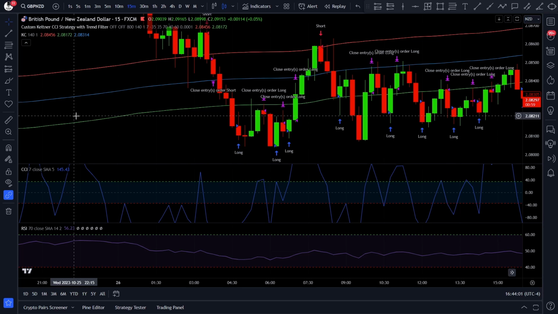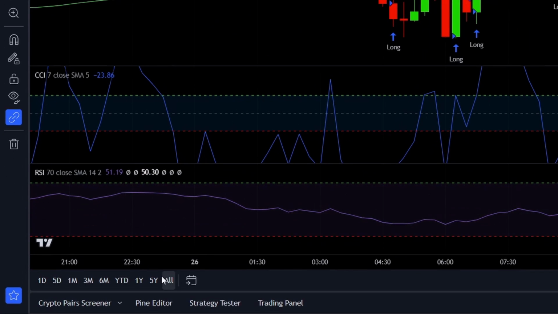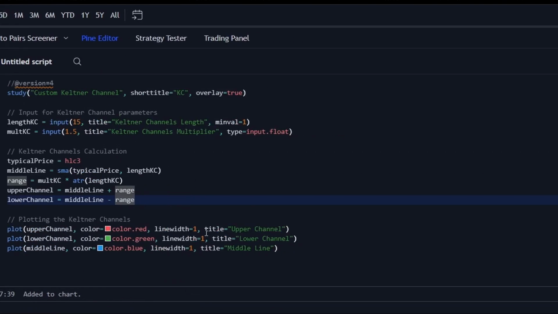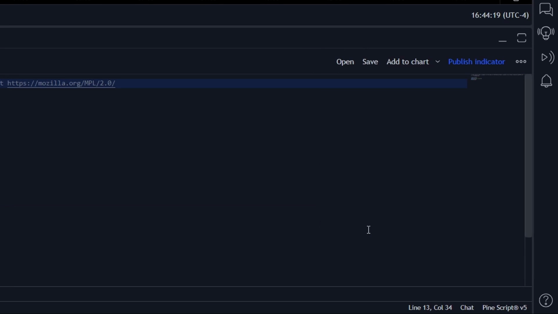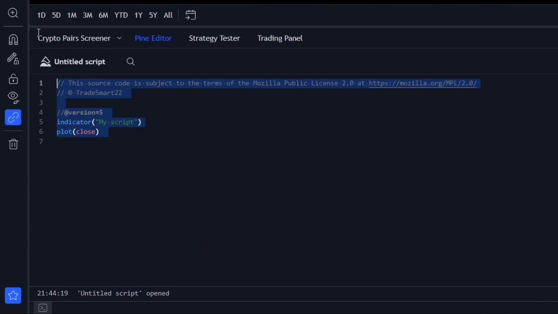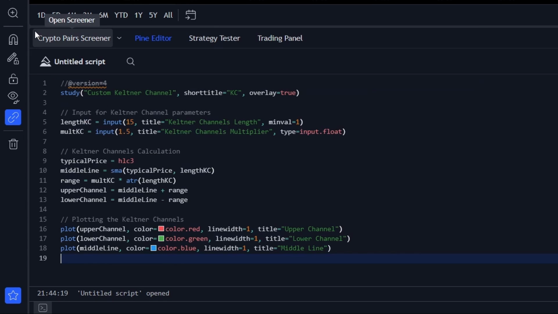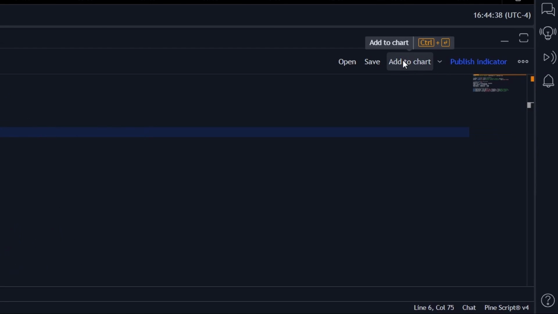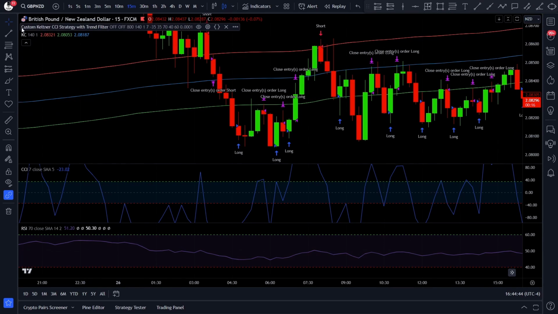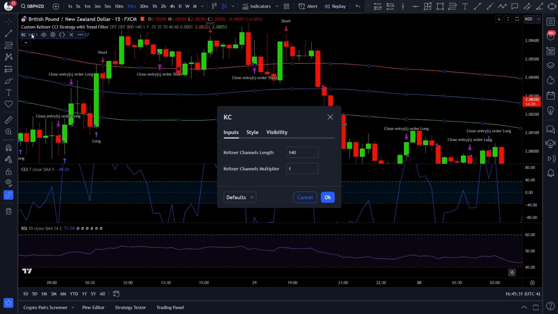So what you have to do is to copy that Pine script, then go into the Pine editor, then click on Open and click on New Indicator. Now highlight everything you see here and paste our modified Keltner channel Pine Script code. It will look like this. Now click on Add to Chart, and it will add our Keltner channel onto the chart.